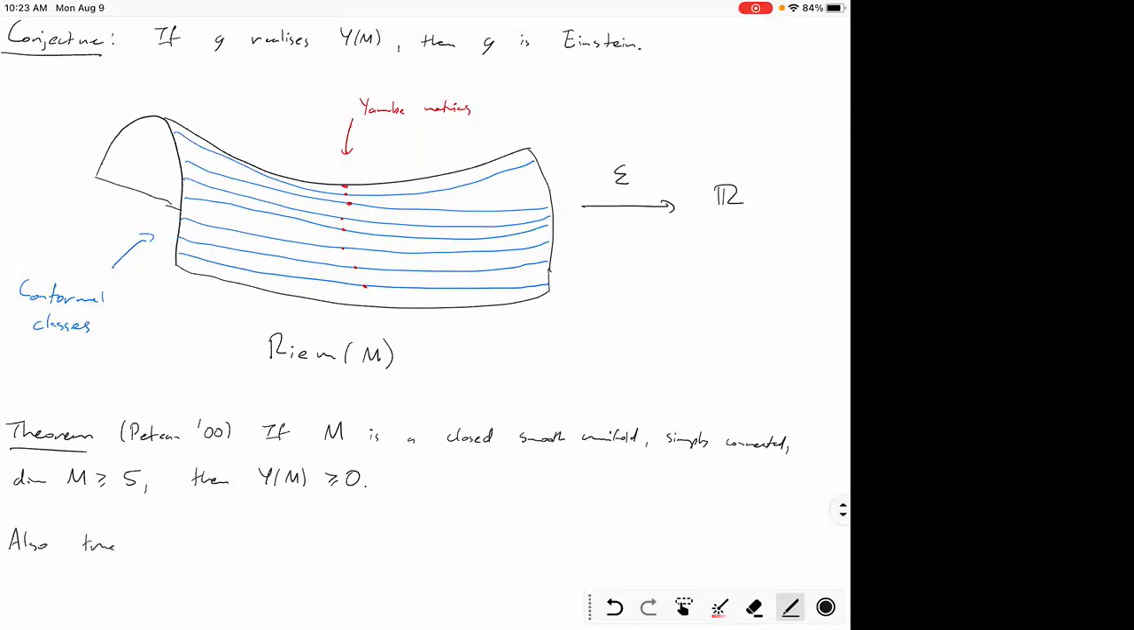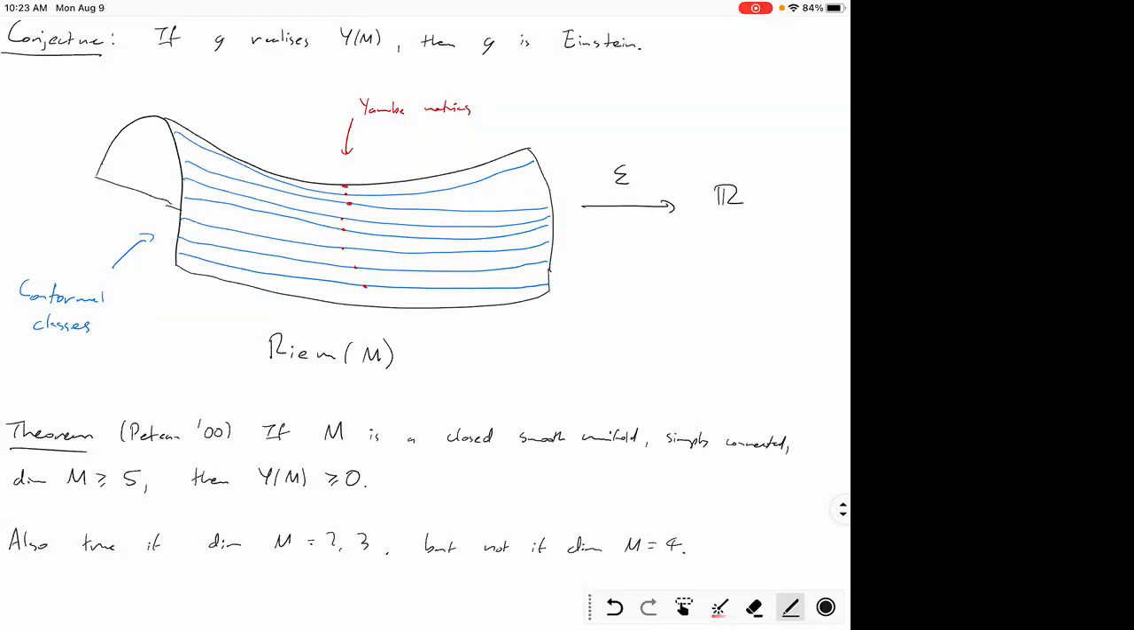This is also true if the dimension of M equals 2 or 3, but not if the dimension of M equals 4. As we'll see later on, there are simply connected 4-manifolds which have negative Yamabe invariant, but that's special to dimension 4. It doesn't happen in any other dimension.